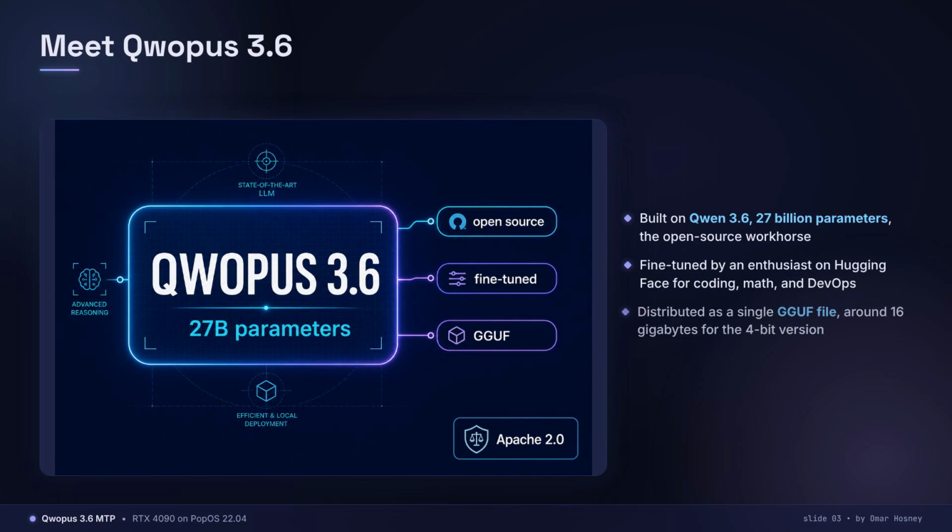You download it as a single GGUF file, which is just a portable format that any laptop or workstation can read. The 4-bit version we will use is about 16 gigabytes on disk. Best of all, it ships with an Apache 2.0 license, so you're free to use it however you like, including in commercial products.